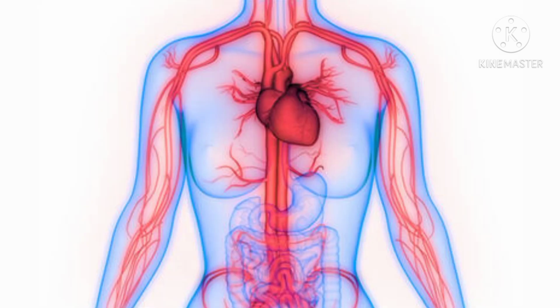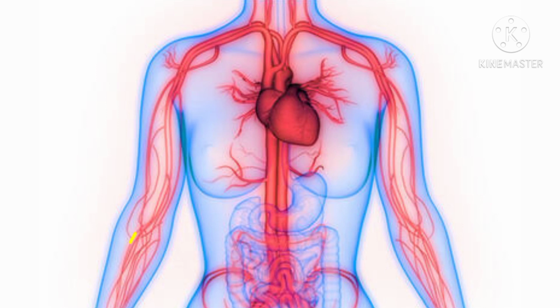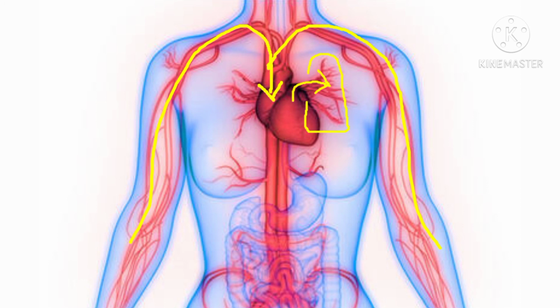The oxygen is then used by the cells and the cells produce carbon dioxide. The blood takes in this carbon dioxide and returns back to the right atrium of the heart. The blood is now pumped back into the lungs.